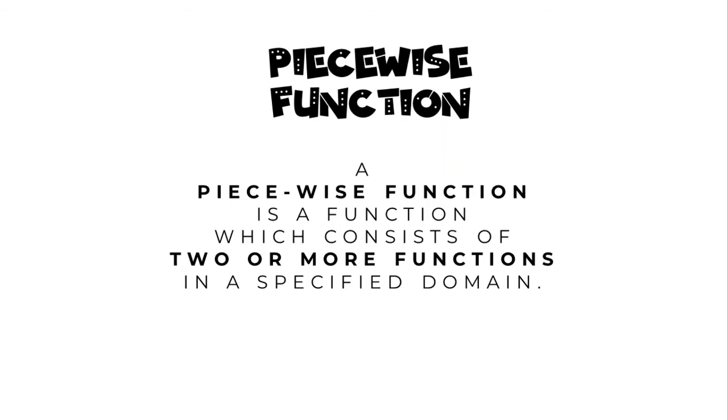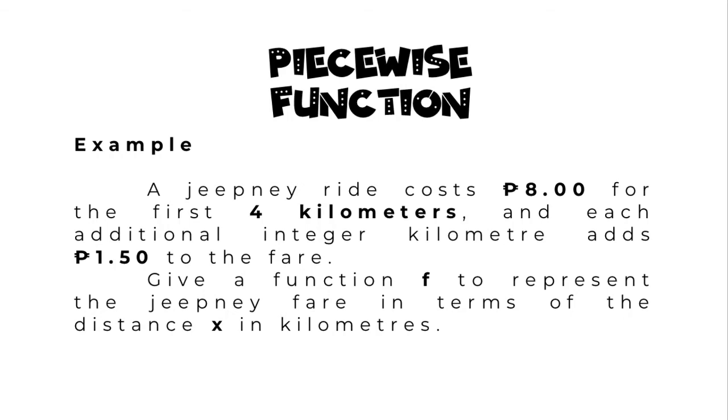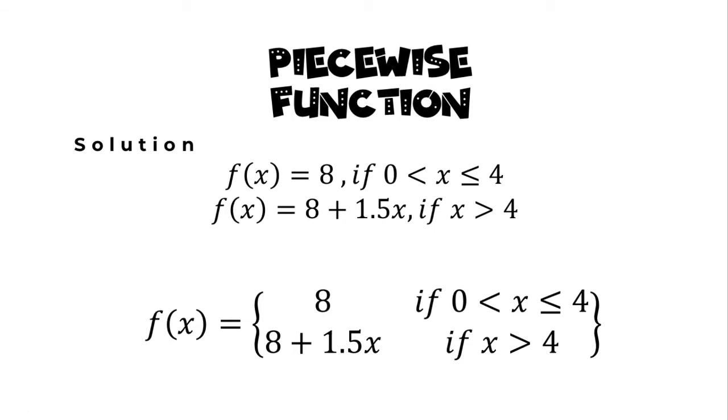Next is piecewise function. So sabi dito, piecewise function is a function which consists of two or more functions in a specified domain. So ito yung example natin. A jeepney ride costs 8 pesos for the first 4 kilometers, and each additional integer kilometer adds 1.50 pesos to the fare. Give a function f to represent the jeepney fare in terms of the distance x in kilometers. So medyo complicated yung problem natin. So ito yung solution natin sa ating example.